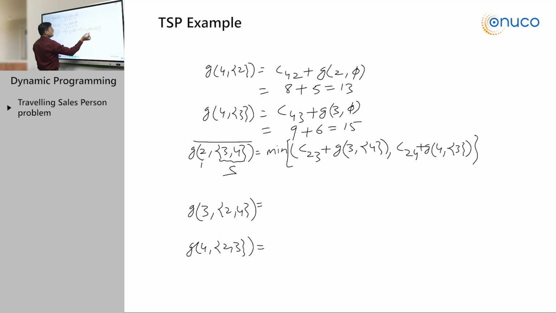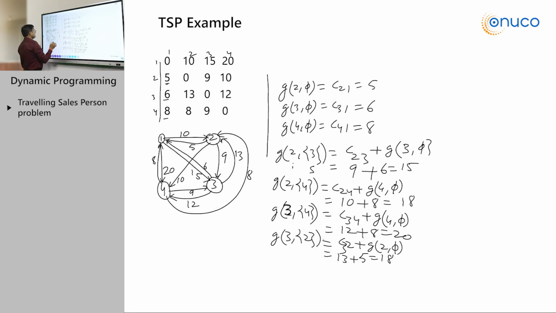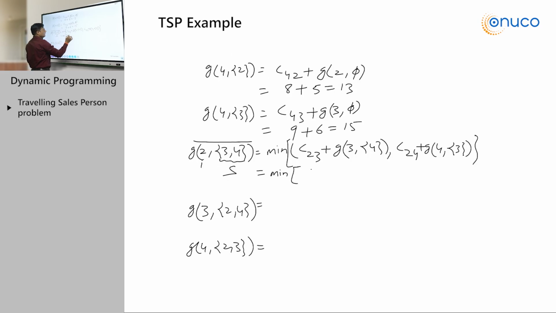So among this, which is the minimum value? Look, 2, 3, 2, 4, right? With these values already computed in the previous iterations, let us see that. You are going to write min of C of 2, 3. What is the value of C of 2, 3? C of 2, 3 is 9, right? Plus G of 3, 4.